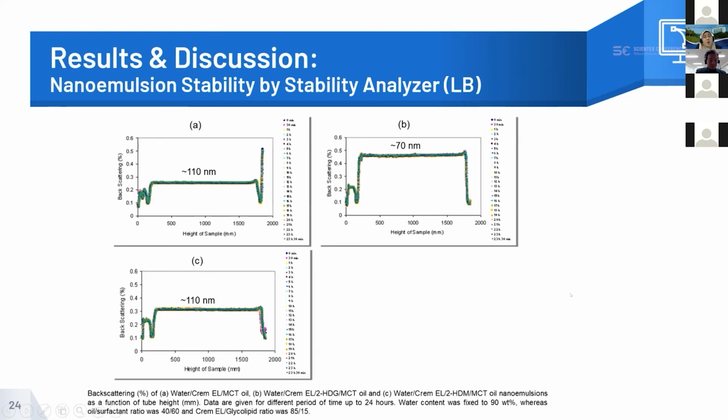So this is the outcome from the stability analyzer. As you can see here, this graph is the highest, which shows that the smaller the droplet size, the more droplets are in the sample, hence the higher the backscattering intensity, because this measurement uses the light backscattering technique. So this proves that the nanoemulsion of Cremophor EL mixed with 2-hexadecyl glucoside is the most stable system.